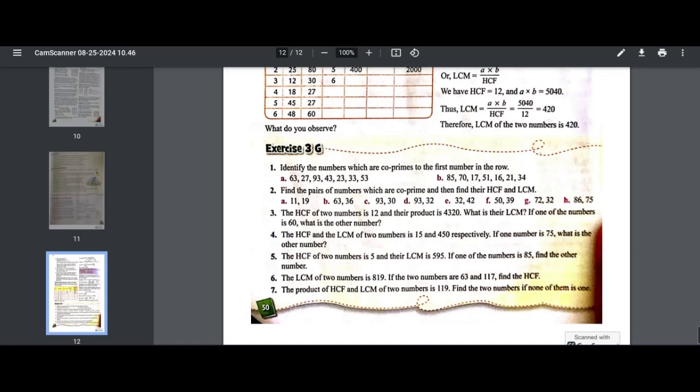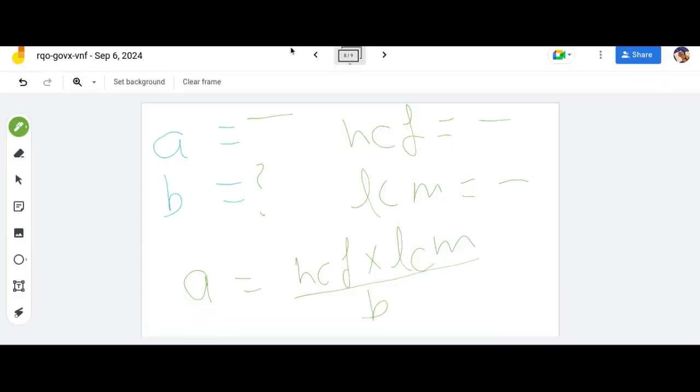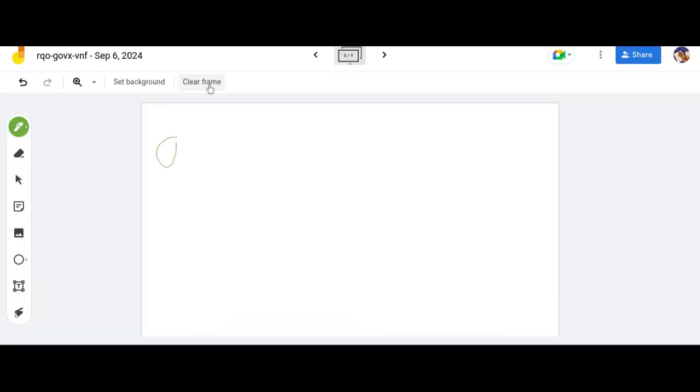Guys, we have to do this formula. The formula will look like this. We have two values, A cross B is equal to HCF into LCM.